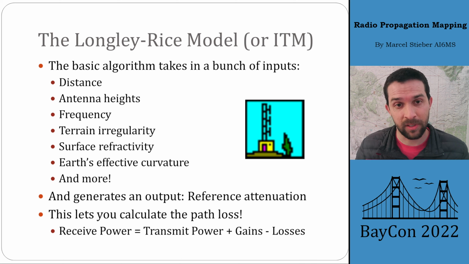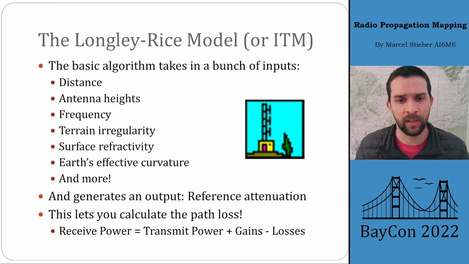Different types of surfaces between those two nodes can make a difference. If it's trees, if it's rocky or sandy surface, or if it's a lake or an ocean, those all behave differently and will cause different reflections and different propagation. So when the algorithm takes all these inputs, it then gives you a reference attenuation output. It's literally a single value that it gives out. And this lets you calculate the path loss.